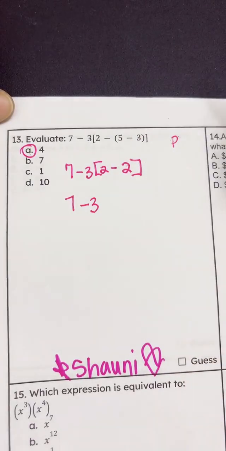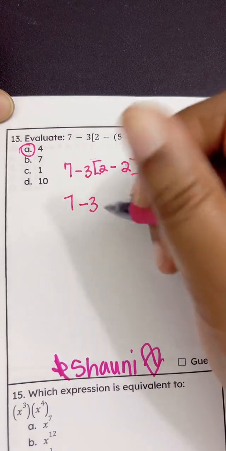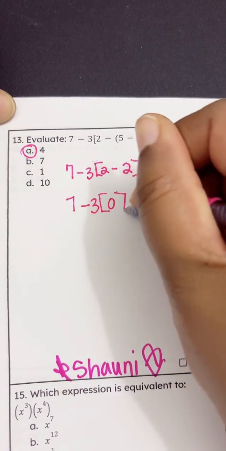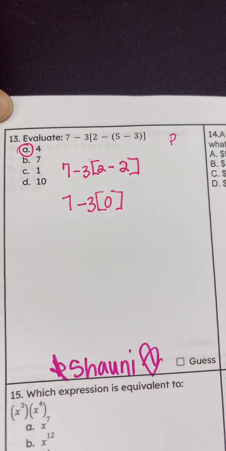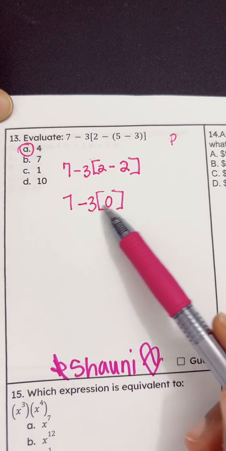Now, remember, these brackets can't go away. Why can't these brackets go away? Because we have a number attached to them. Yes, Shani, exactly. That's exactly how we have to write it. Perfect, Shani. And then what is happening between these two?